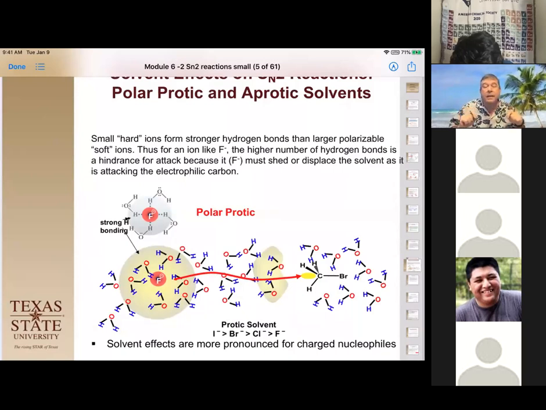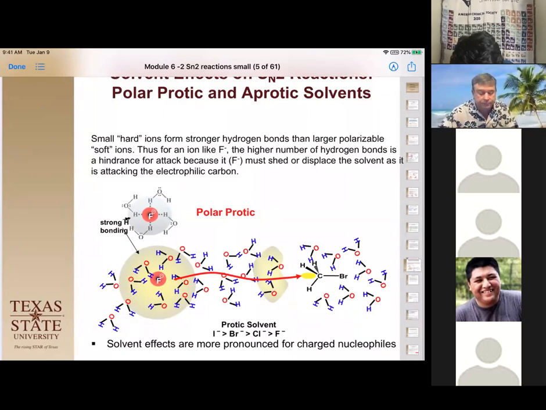So what this means is that in a protic solvent like water, alcohol, and acetic acid, iodine is much more nucleophilic than bromide. Bromide is much more nucleophilic than chloride, and fluoride has the strongest hydrogen bonds to the solvent, and therefore it is the least nucleophilic of the set. Okay, so this entire thing runs because of the hydrogen bonds.